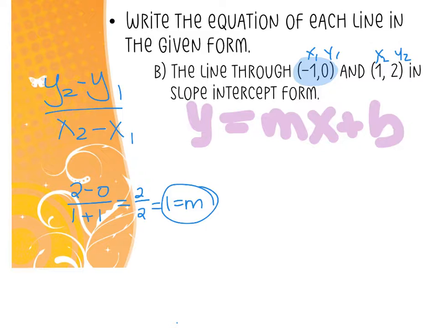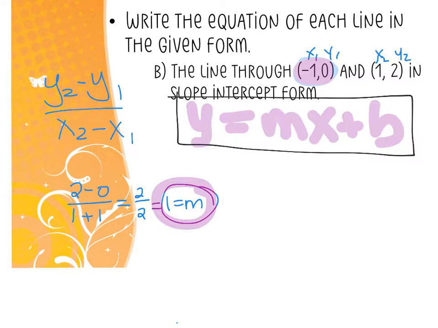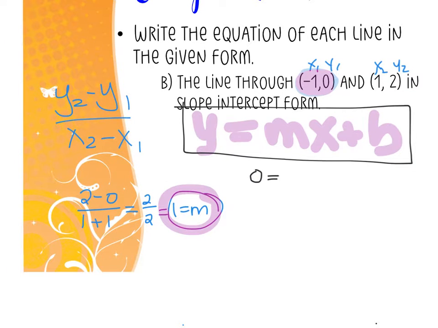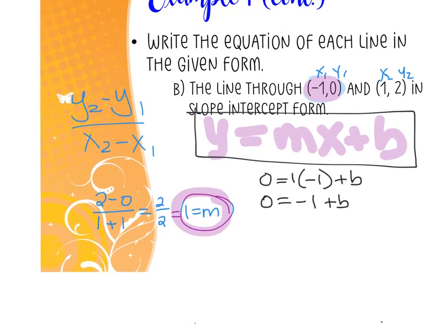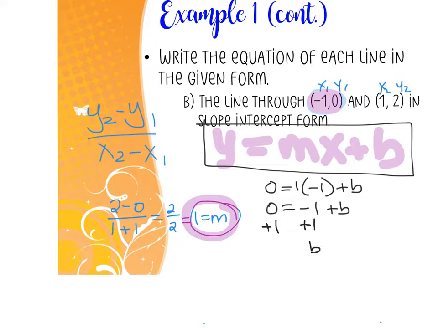There are actually two ways to do this. I'll show you both ways, and you get to pick which one makes sense to you. The first is taking this m and one of these points, let's say the first one, plugging it into this equation, solving for b, and then plugging the m and the b back in. The y would be 0, the m would be 1, the x is -1, and I don't know the b. I get 0 equals -1 plus b, add the 1, and b is 1. Now I have my m and my b.